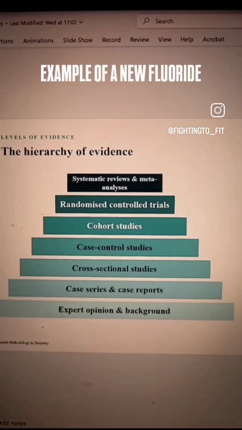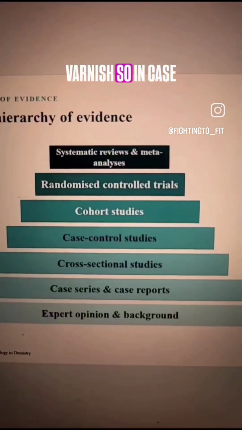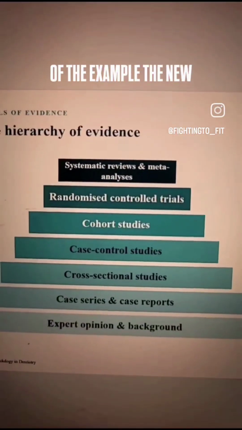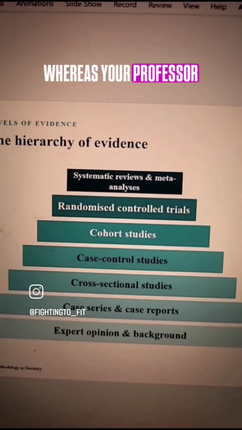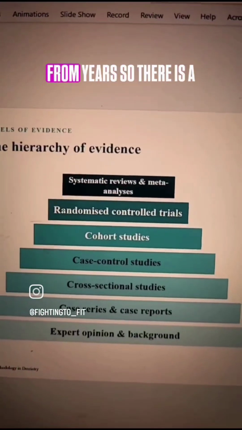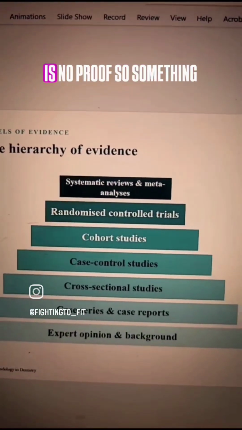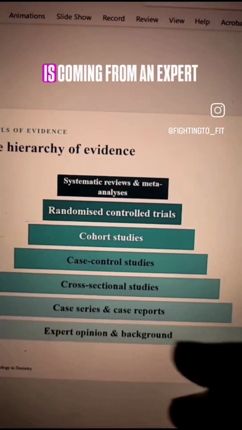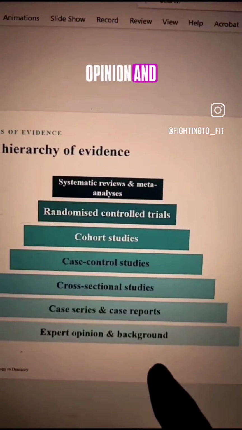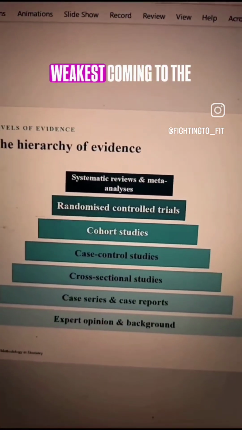So let's take an example of a new fluoride varnish. In this example, the new fluoride varnish is suggested by your professor, but your senior says it doesn't work, whereas your professor says it works really well. I have been using it for years. So there is a mixed opinion and there is no proof. Something like that, which gives you a mixed opinion but is coming from an expert, comes under expert opinion and background. Since it has no proof, it is the weakest.